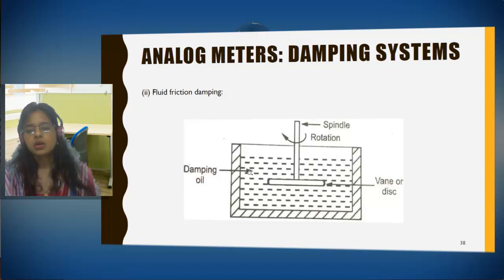So the opposition of this damping oil provided to the disc will help in bringing the spindle to a steady position, because the oil will not let the disc rotate. If the disc is not rotating, the spindle will not rotate, and if the spindle is not rotating, then the pointer will stop rotating, right? So this is how fluid friction damping takes place.